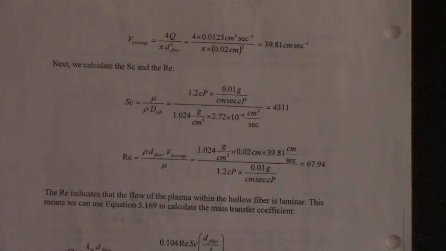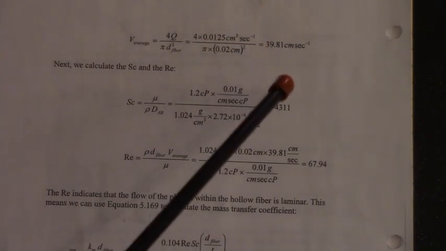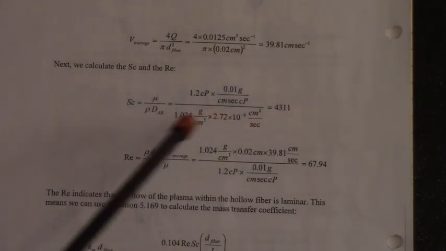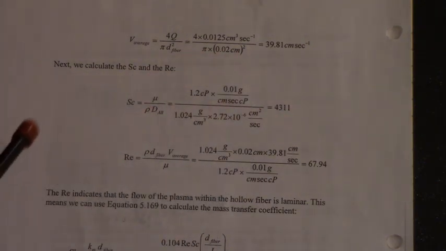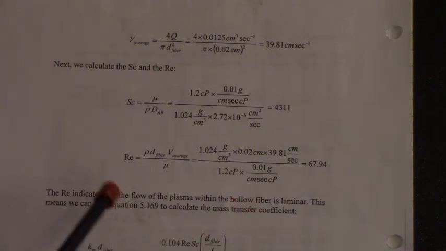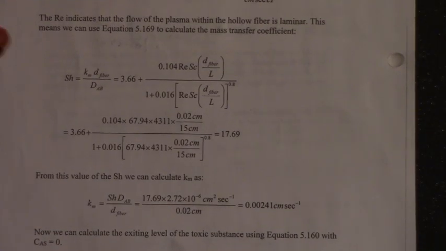So we go to that calculation. There's our average velocity within a particular fiber. Then we calculate the Schmidt number. We get 4,311. Calculate the Reynolds number, about 68. So we have laminar flow again. We use equation 5169 to calculate our mass transfer coefficient, which is shown down here. So here we calculate the mass transfer coefficient, comes out to be 0.0024 centimeters per second.